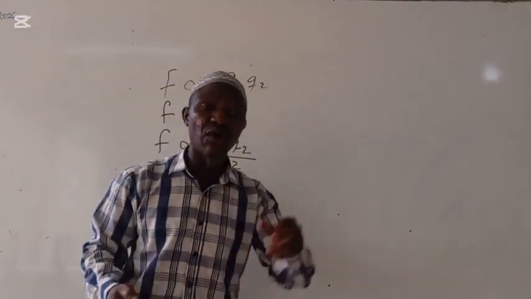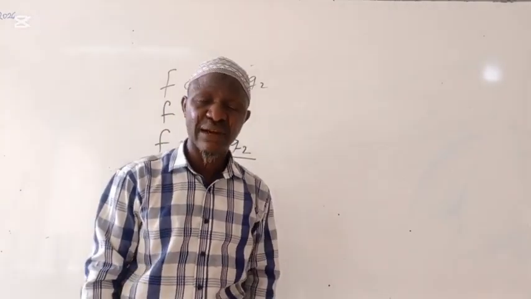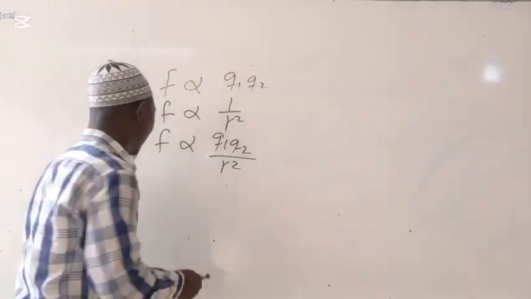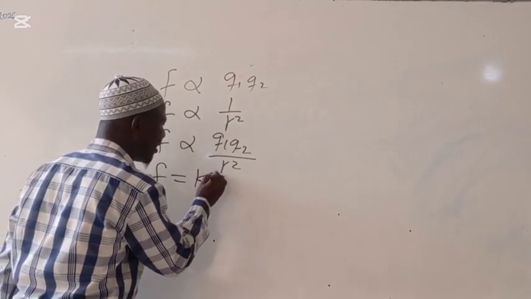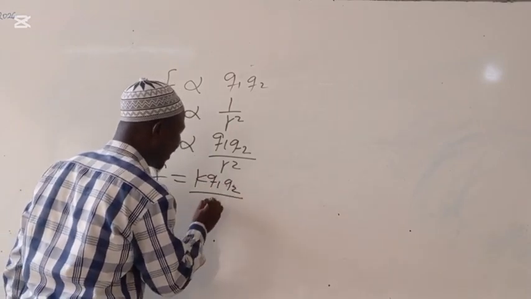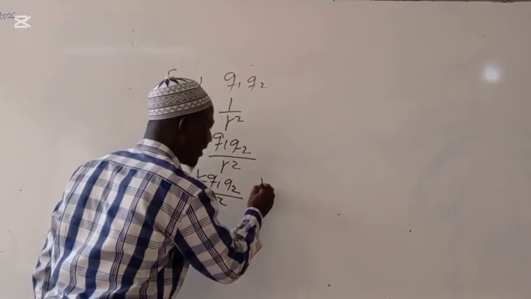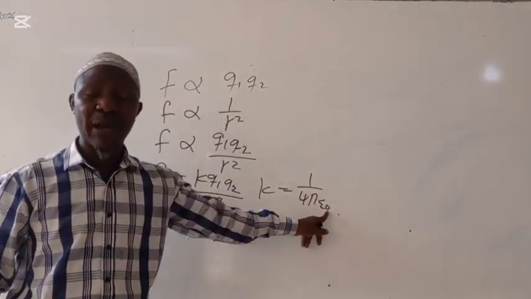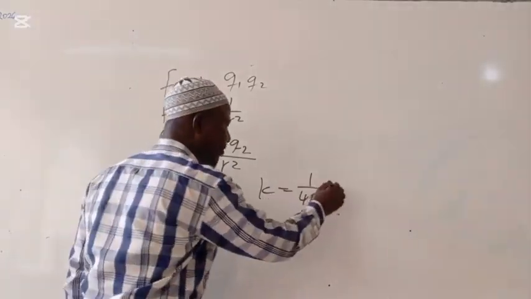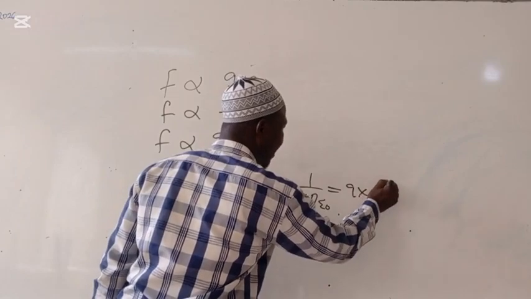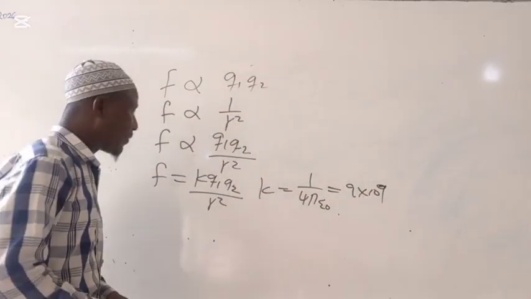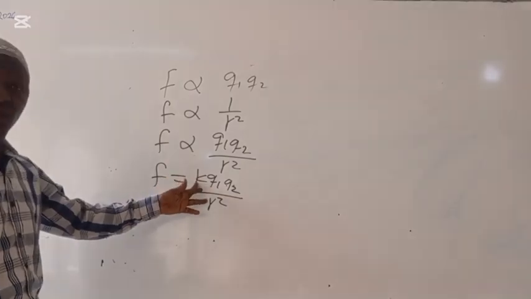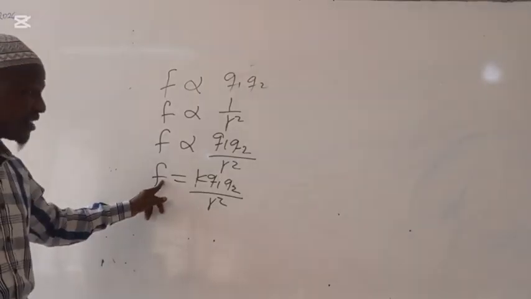Then, in the case of gravitational field, our constant is the gravitational constant G. But here, our constant is what? Electric constant K. Therefore, F is equal to K Q1 Q2 over R squared, where this K is equal to 1 over 4 pi epsilon, where this epsilon means the permittivity of the medium. So the whole of this can be 9 times 10 raised to power 9. Then, like we did under gravitational field, you can make K the subject of the formula to know what will be the unit of K.